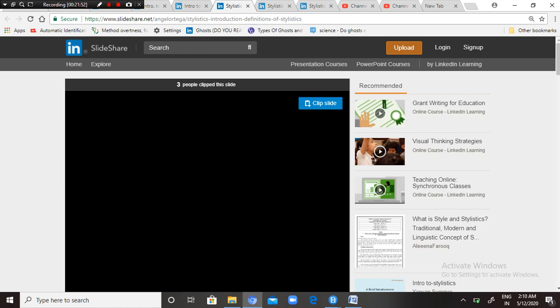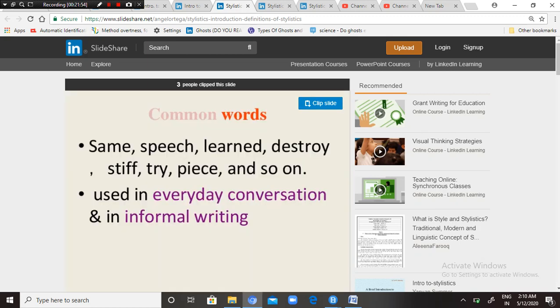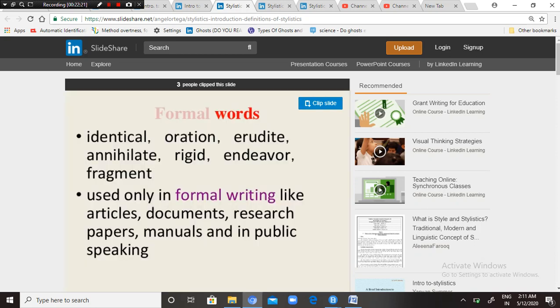Next, take common words. Speech, same, speech. Learn, destroy, stiff, try, pieces, and so on. Used in everyday conversation and in informal writing. Formal words are identically oriented, educated, annihilated, raged, and words, fragment.